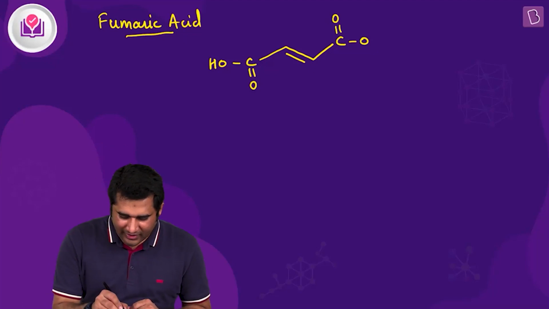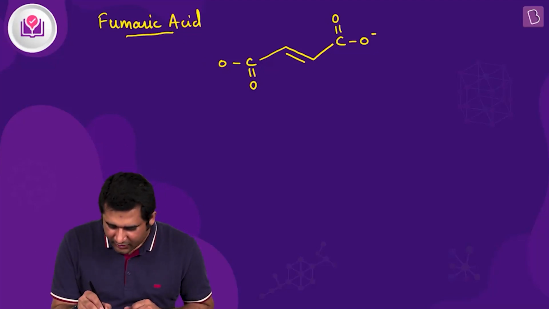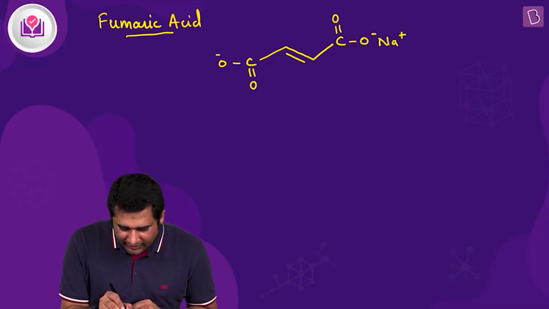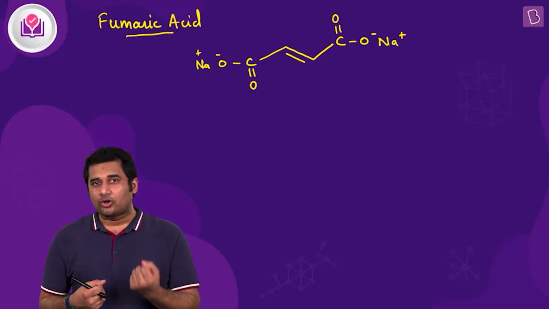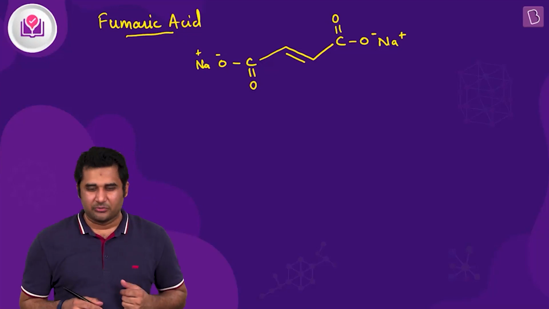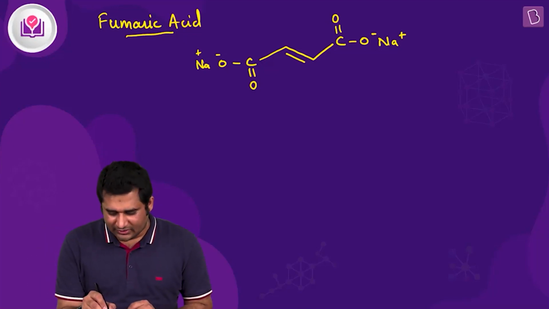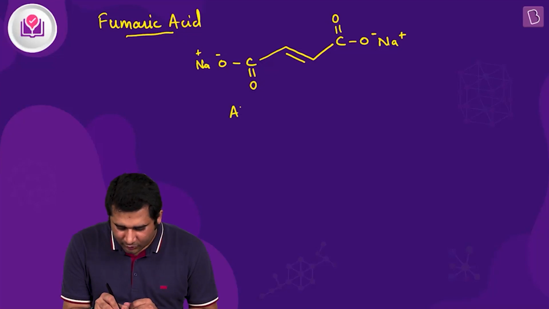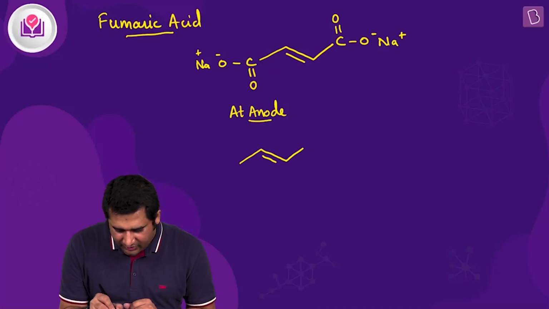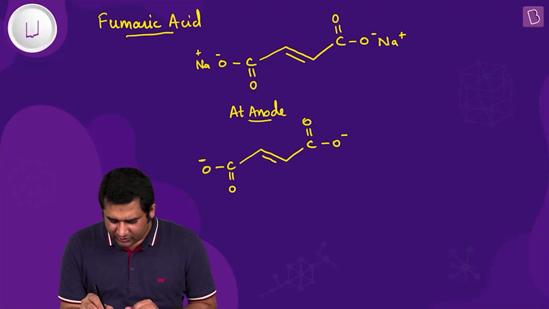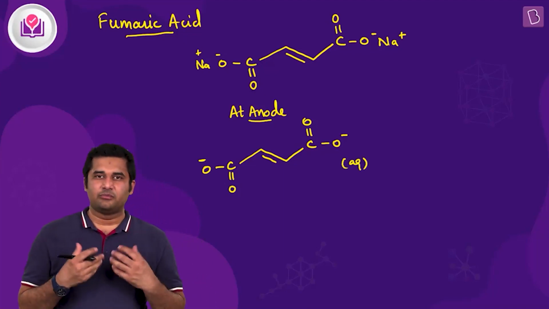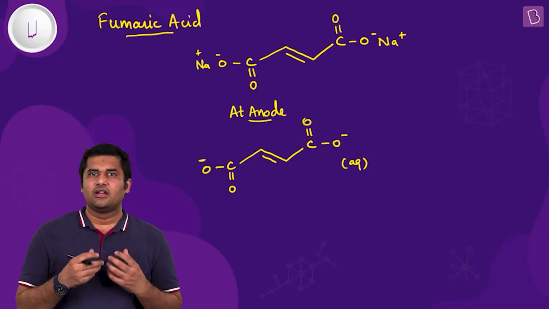the sodium salt of fumaric acid will be O negative Na positive, and here also O negative Na positive. Now when this sodium salt undergoes electrolysis, what will happen? Let's find out the product. When this is taken as an electrolyte, at the anode the fumarate ion will go and get discharged first, preferentially.